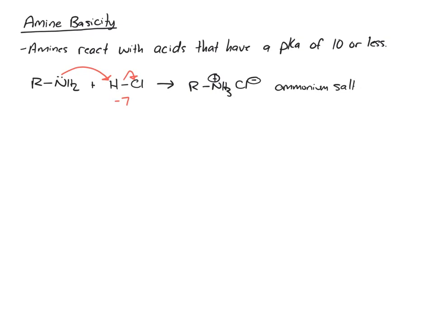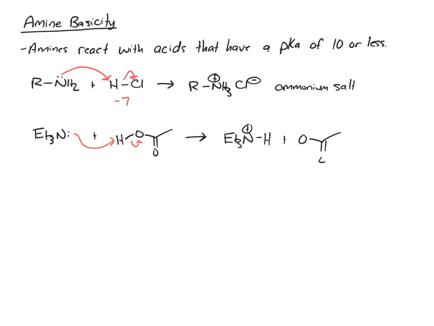So just for a couple of things to look at, let's just say we have a common base, triethylamine. Now if you react that with a carboxylic acid, like acetic acid, we would expect that reaction to occur. So just a regular acid-base reaction, but the reason that we would expect this reaction to occur is because the pKa of acetic acid is about 5.